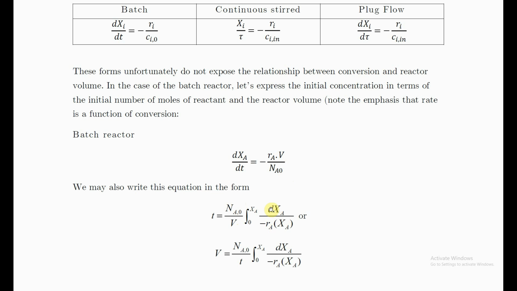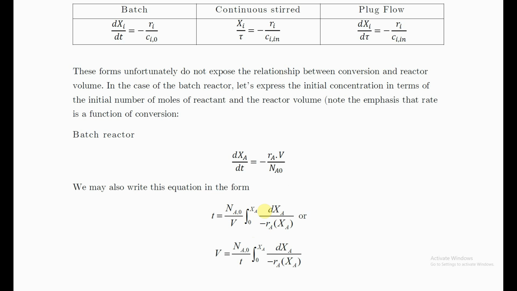And so it's just dXA over minus Ra. And then if we integrate on both sides, in this case the variable is XA. So integrating from naught to XA. Here this XA is of course the desired conversion.